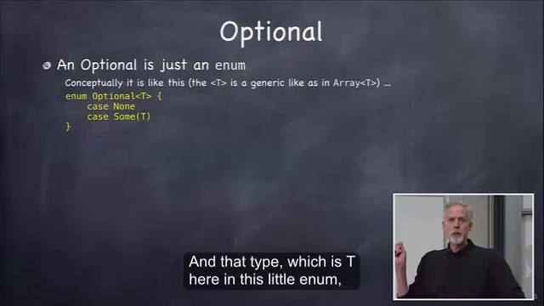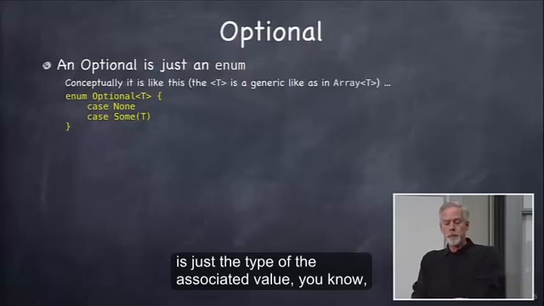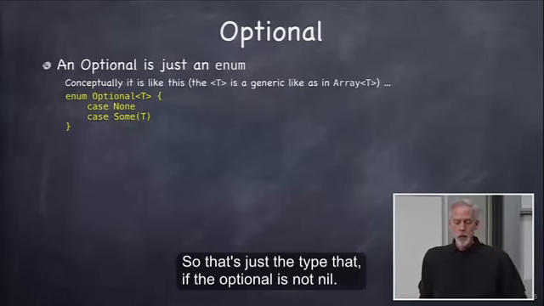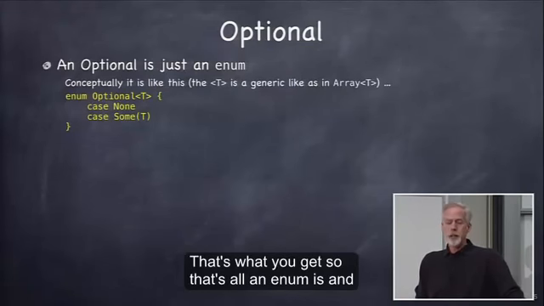And that type, which is T here in this little enum, is just the type of the associated value. You know that enums can have associated values. So that's just the type that you get if the optional is not nil. So that's all an optional is.